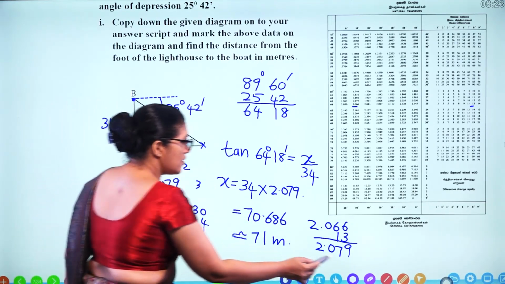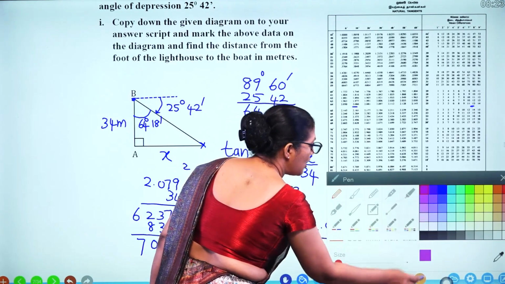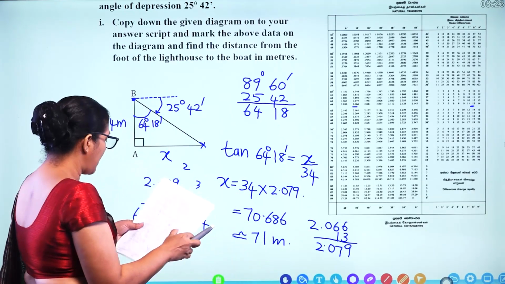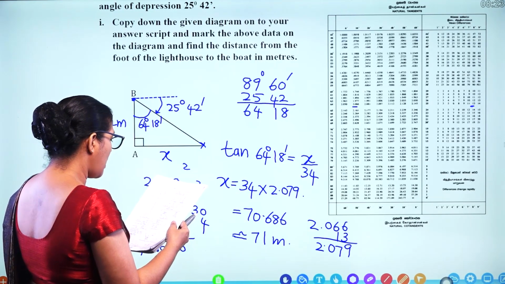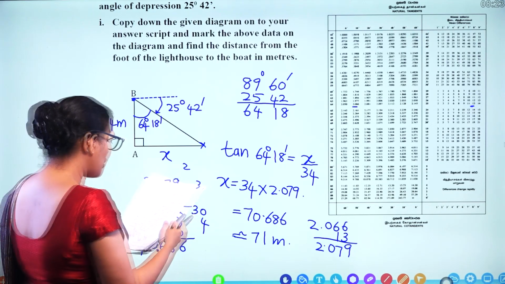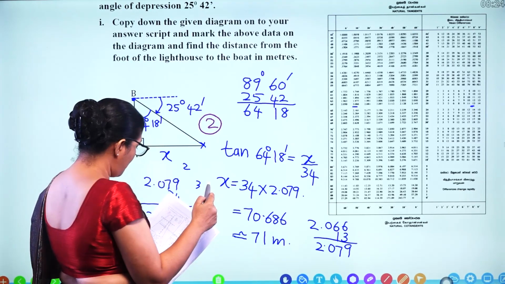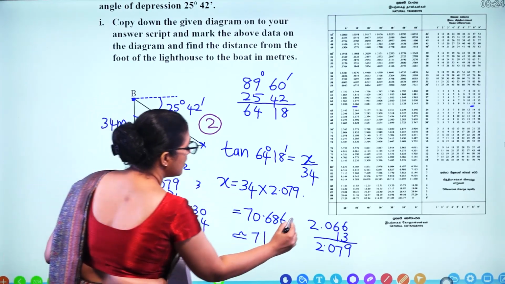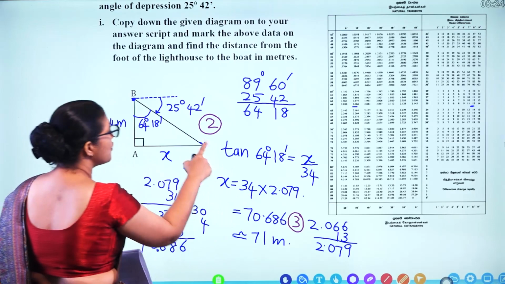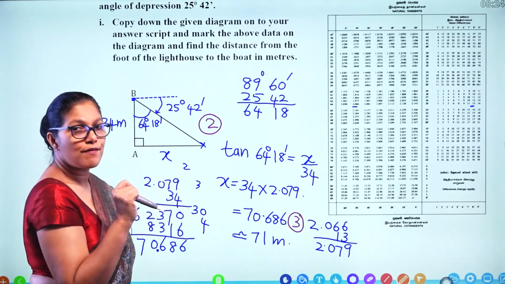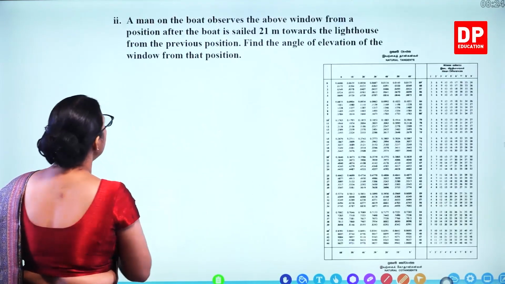So how many marks for this step? According to the marking scheme, you get 2 marks for the diagram. 2 marks for the diagram. Then we get 3 marks for this step. So 3 plus 2, 5. 5 marks for this one. Next one.